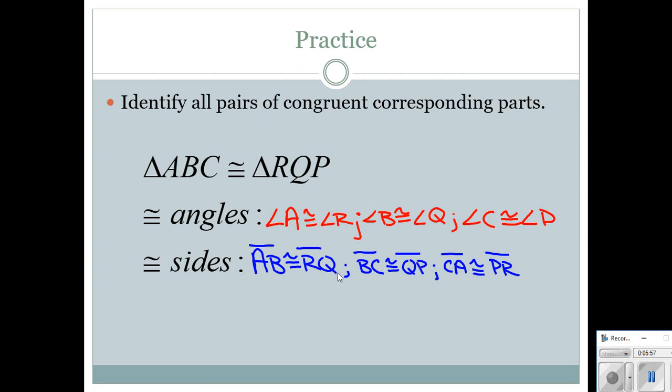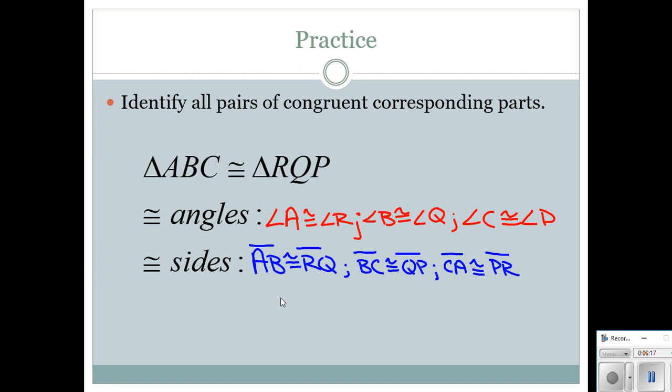You can also do matchy-matchy. So angle A will match angle R. So you can write angle A is congruent to angle R. These two are corresponding. B should be congruent to Q. C should be congruent to P. So this is P. So can you write this, please?